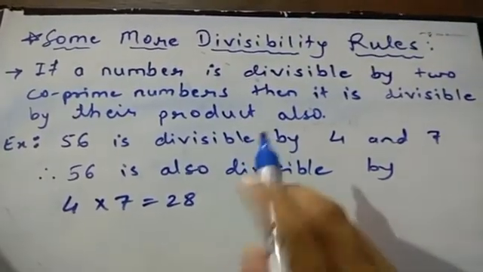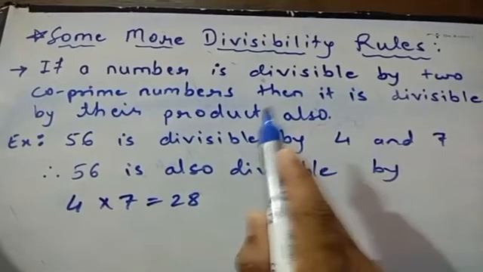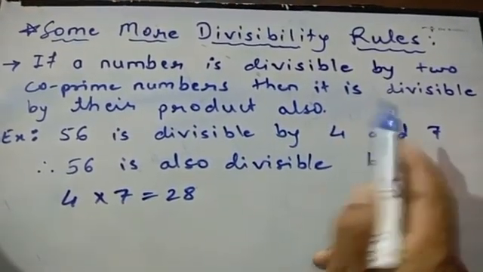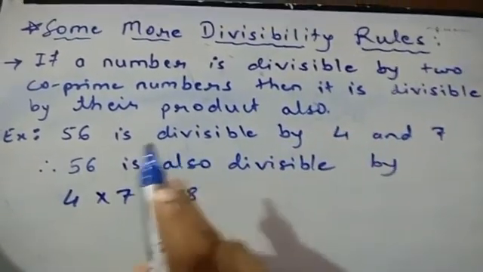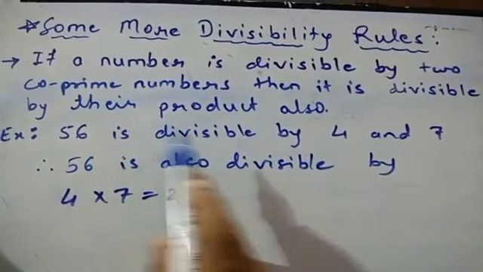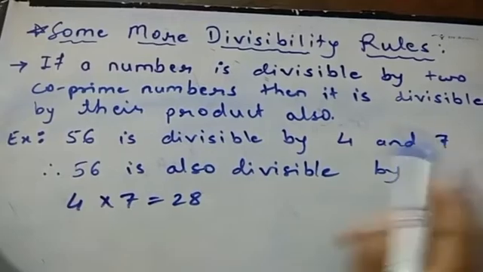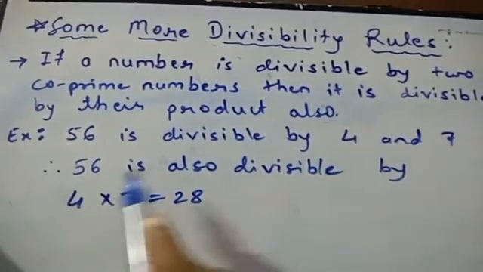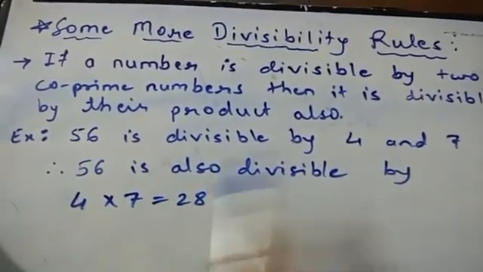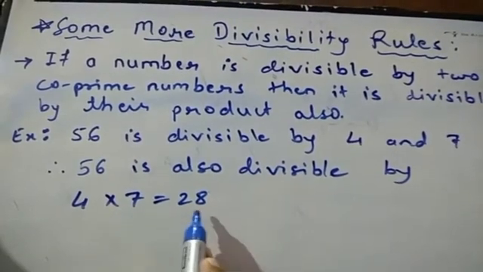Let's see one more rule. If a number is divisible by two co-prime numbers, then it is divisible by their product also. Let's take one example here. 56 is divisible by 4 and 7. And 4 and 7 are co-prime numbers as they have only one common factor. Therefore, 56 is also divisible by 4 times 7, which is 28.